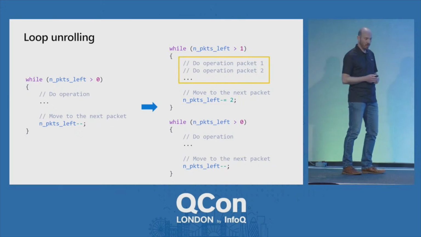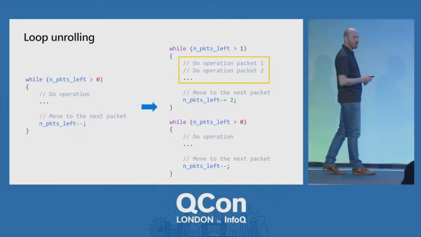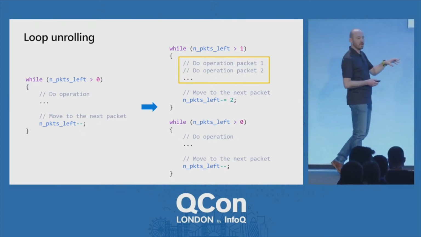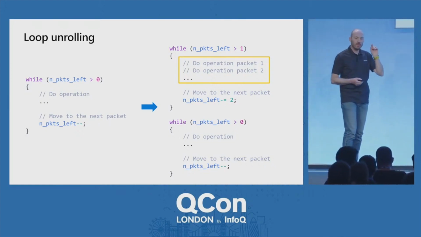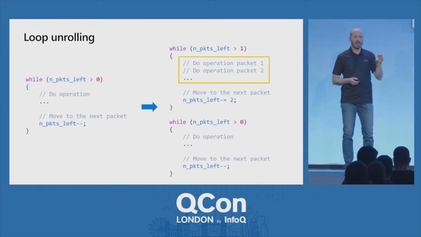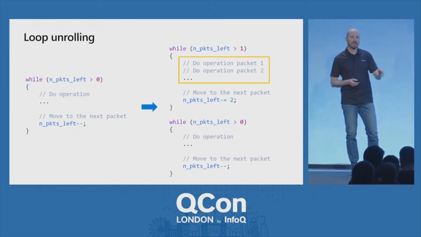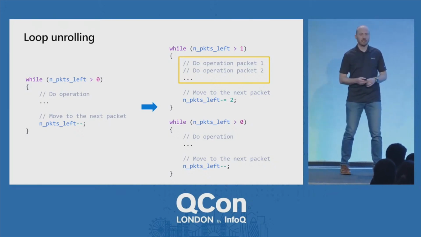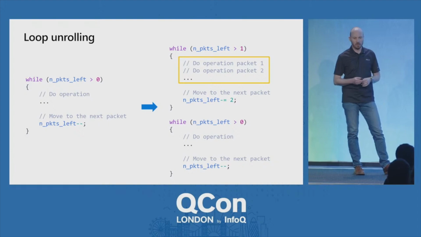The other good thing about loop unrolling is I've now got this bit of code in the middle where I'm doing an operation on packet 1 and then doing an operation on packet 2. And those operations are often going to be independent. Because I've now got them next to each other, the execution unit's going to be able to use parallel instructions to hopefully improve the performance of this even further.